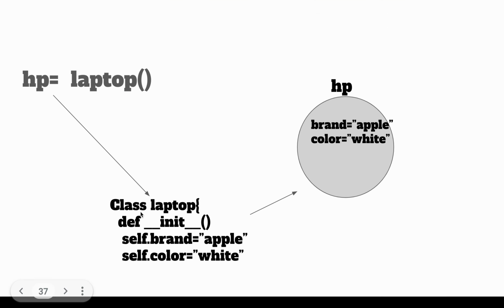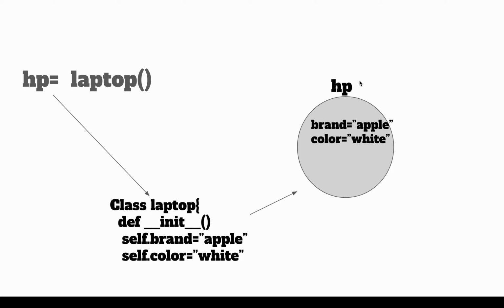Now you understood that whenever you create an object, it goes to the class and goes to the init function, and inside the init function, what properties and values you have given, those properties and values it gives to the object. This is by default.